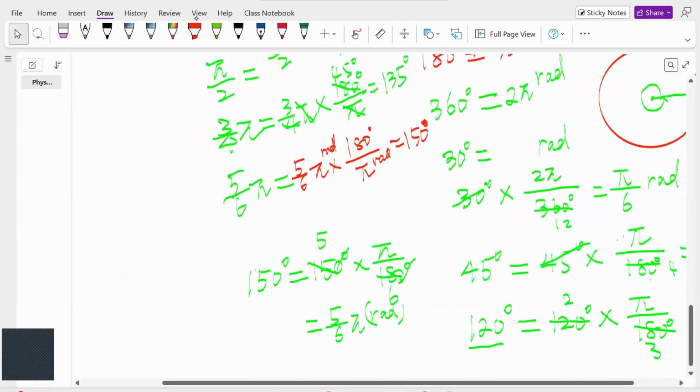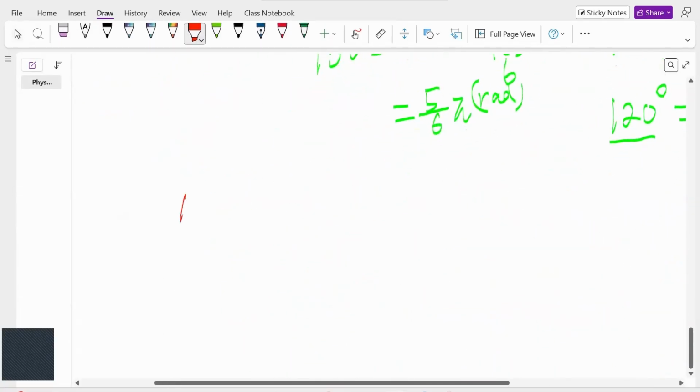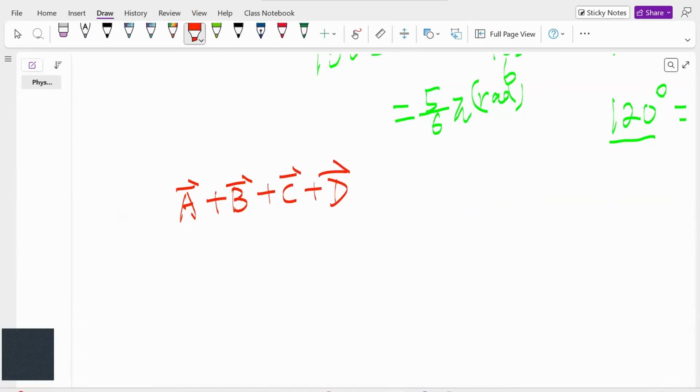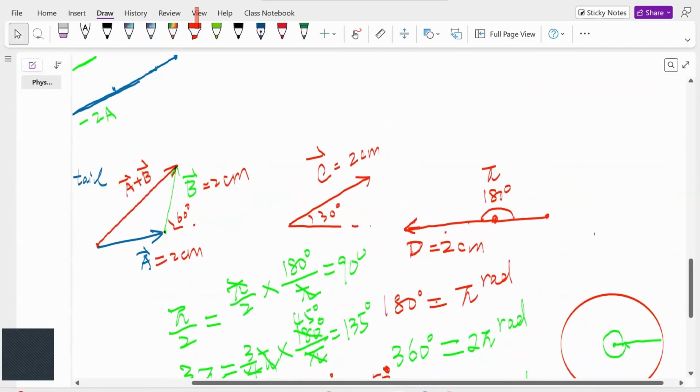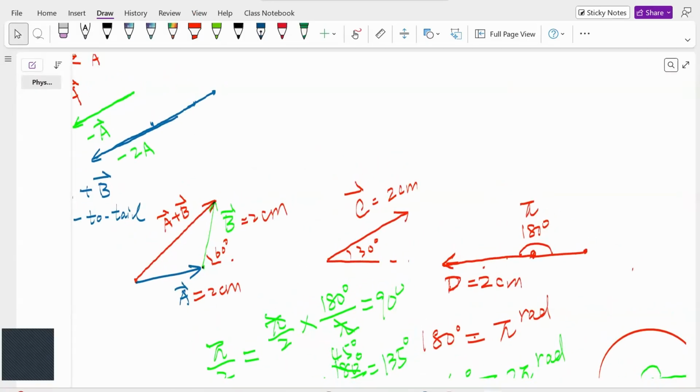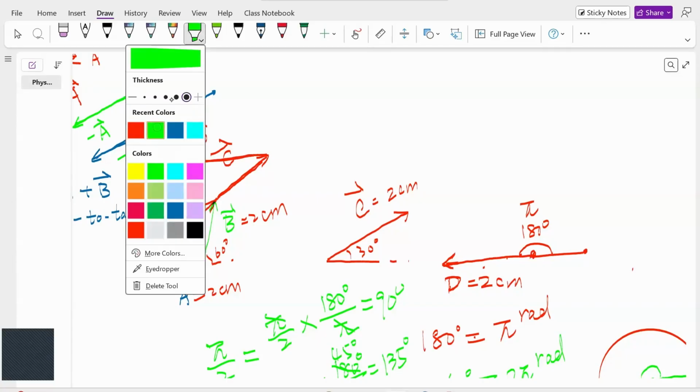So what you need to do, you are going to find A plus B plus C plus D using head to tail. What do you do first in this situation? You get A, you get B, right? Yes. Head to tail. You get A already here, B is already here, right? So what do we do? Can we move C here? And then what's the last one? 180 degrees, and a straight line, an extension of C. How do you draw your resultant right now?